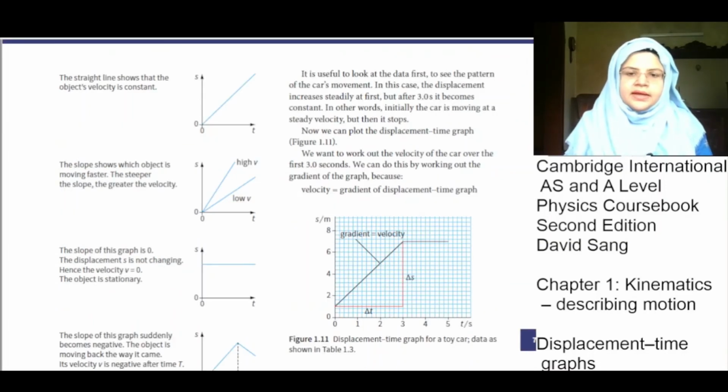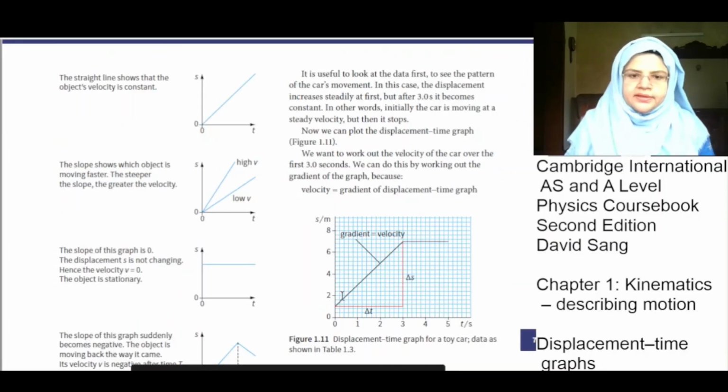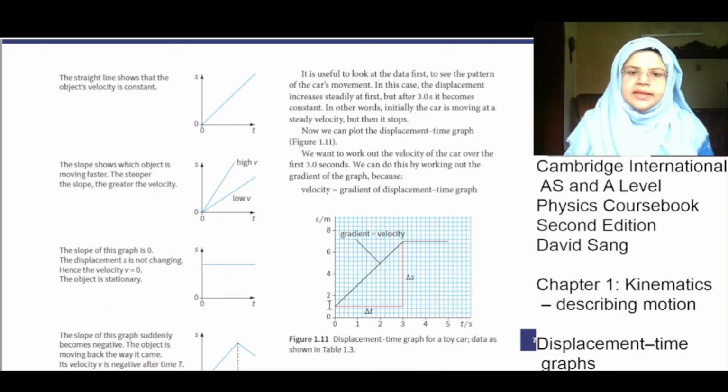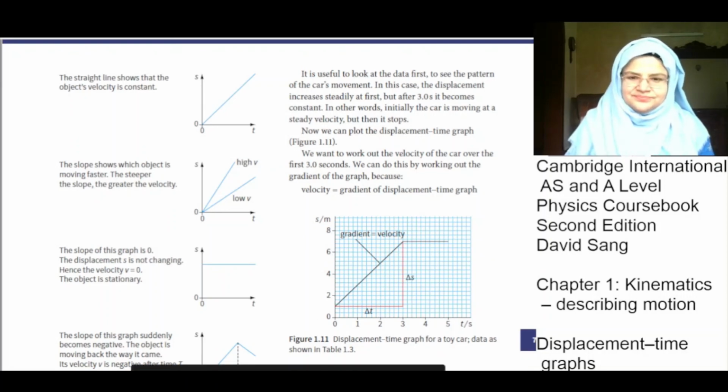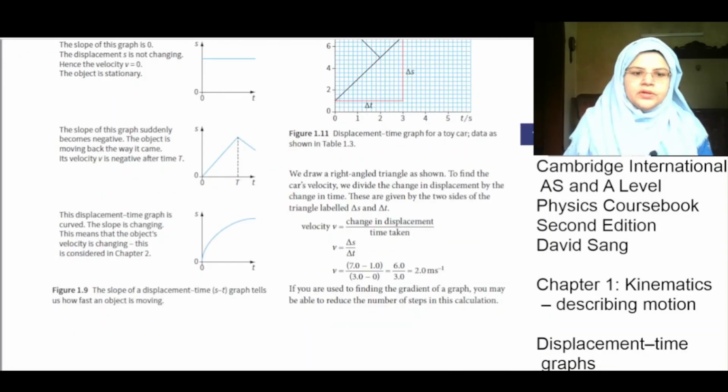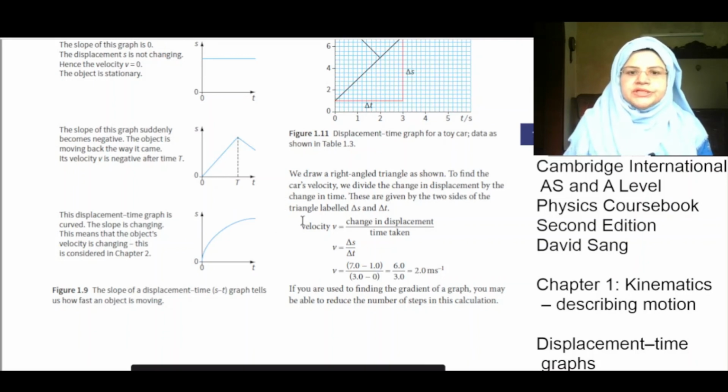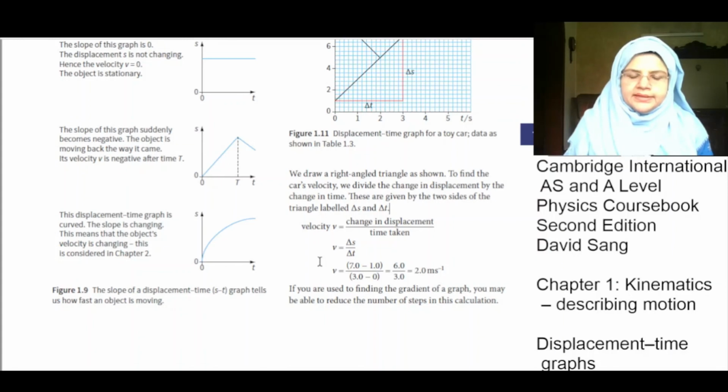If we look at the graph again and we draw a triangle, we see that delta t changes from 0 second to 3 second and delta s changes from 1 meter to 7 meter. Velocity v is equal to change in displacement over time taken. V is equal to delta s over delta t. V is equal to 7 minus 1 over 3 minus 0, which is equal to 6 over 3, which gives us 2 meter per second. Hence the velocity is 2 meter per second.